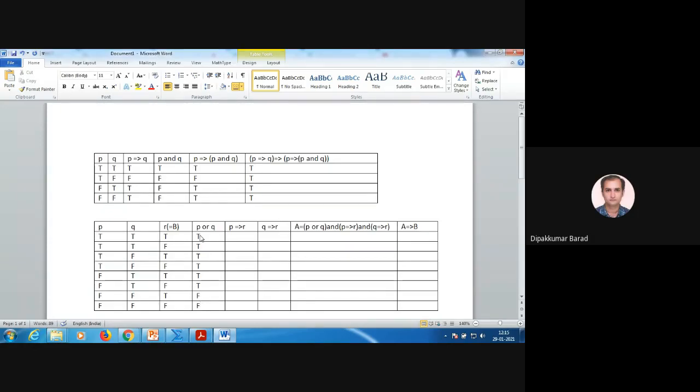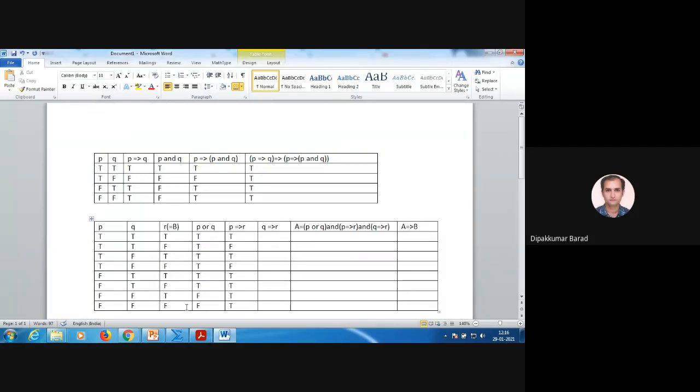P or Q. Now P implies R. So T implies T, T. T implies T, T. T implies F, which I get F. Again, here we have T implies F, so which I get F. Then T implies T, T; T implies F, F; F implies T, T; F implies F, which I get T; F implies T, T; F implies F, T.